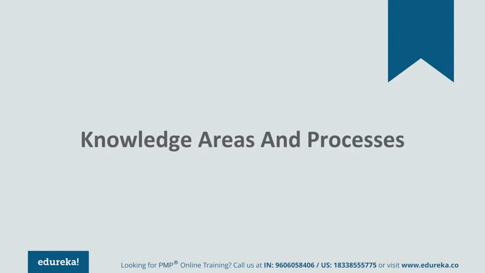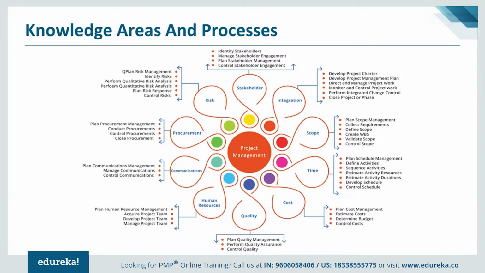Then let's move on to the knowledge areas and processes. Now, since you all aspire to become certified project managers by completing your PMP certification successfully, it's important to learn about the knowledge areas and the processes that are published through the PMBOK, which is the official guide by the PMI. So in the PMBOK, you'll find there are 10 different knowledge areas and 49 different processes. So if you count these processes, there are 49 of them and there are 10 knowledge areas.